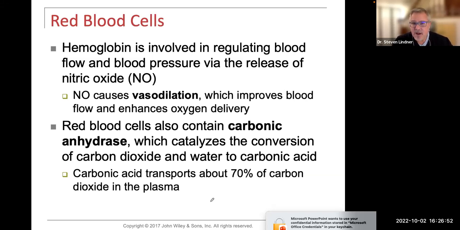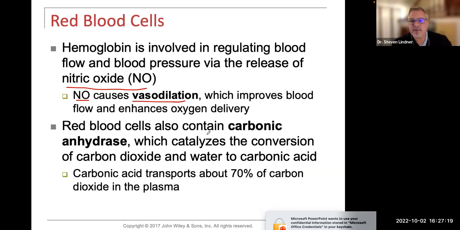Hemoglobin is involved in regulating blood flow and blood pressure by the release of nitric oxide, NO. Nitric oxide causes vasodilation. If blood vessels vasodilate, then you're improving blood flow. If you're improving blood flow, you have more red blood cells, more hemoglobin, more oxygen delivery.